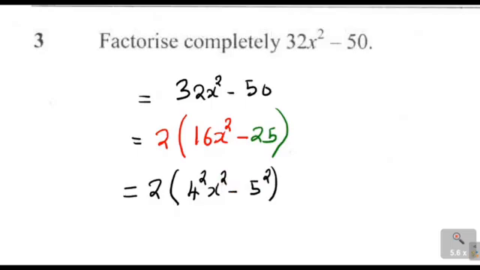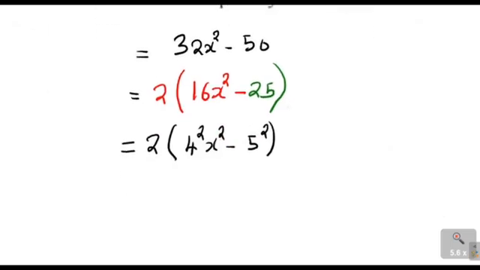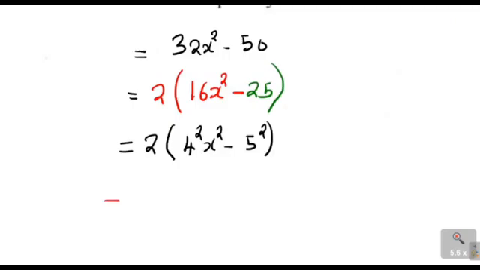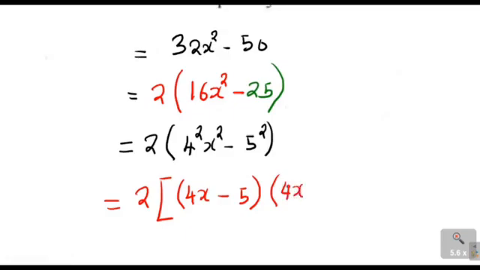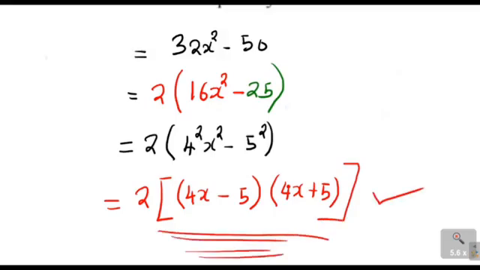So what we are going to do now is write our final answer, which is going to look like this. We write 2 open square bracket, then we say I'll pick a 4x, minus, here I'll just pick a 5, I close, again open bracket, again I'll pick a 4x, then plus, because I've used the minus, then 5, I close, then close square bracket. So this is our answer. We have factorized completely.